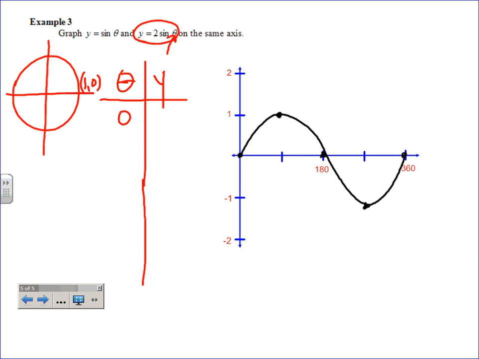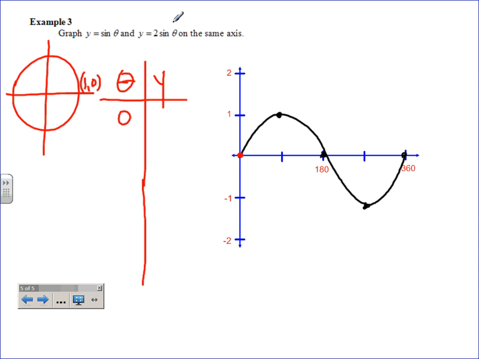We have to take sine of that. We look at our unit circle, and it tells us sine at 0 degrees is 0. It's the y value. So sine of 0 is 0. Then you take it times 2, and you still get 0. So did anything really change with that first value? Not really.